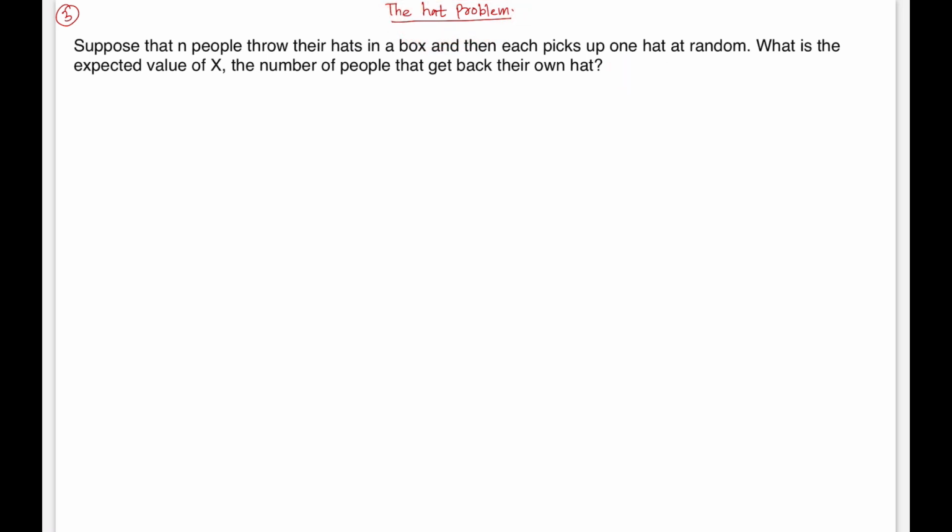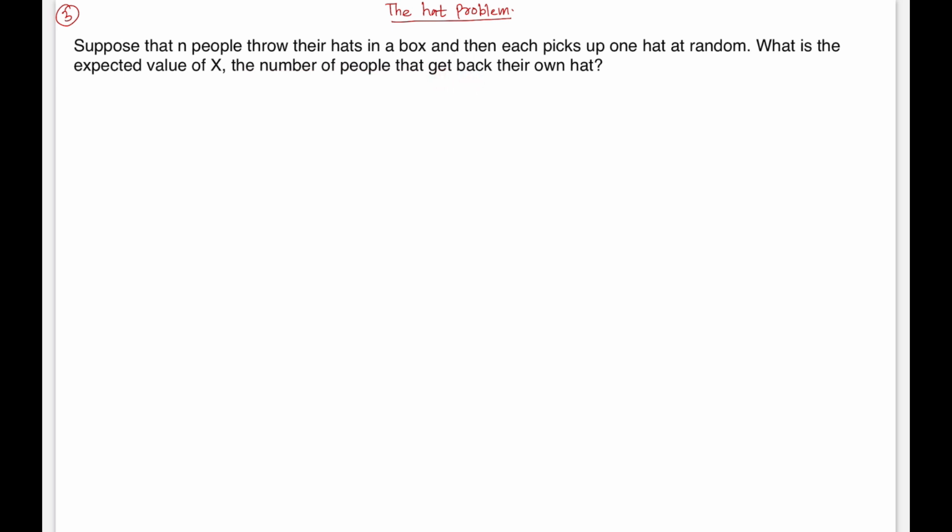Okay, first of all, let's try to read the problem, understand the problem, then we will see how we can solve this problem. So suppose n people throw their hat in a box and then each picks up one hat at random. What is the expected value of this random variable X? And this random variable X is the number of people that get back their own hat.